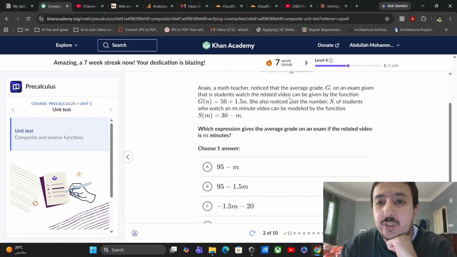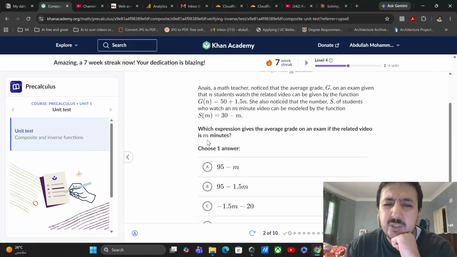Anis, a math teacher, noticed that the average grade G on an exam, given that n students watch the related video, can be given by the function G of n equal 50 plus 1.5n. She also noticed that the number S of students who watch an m-minute video can be modeled by the function S of m equal 30 minus m. Which expression gives the average grade on an exam if the related video is m minutes?